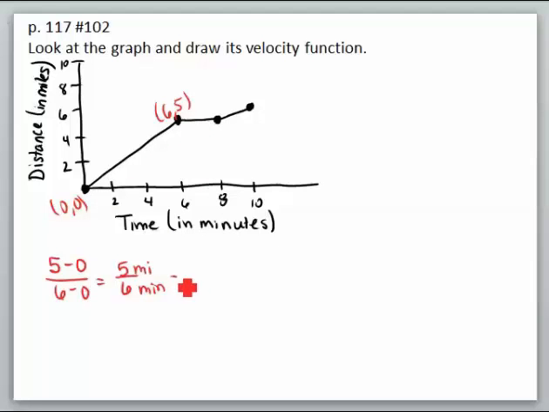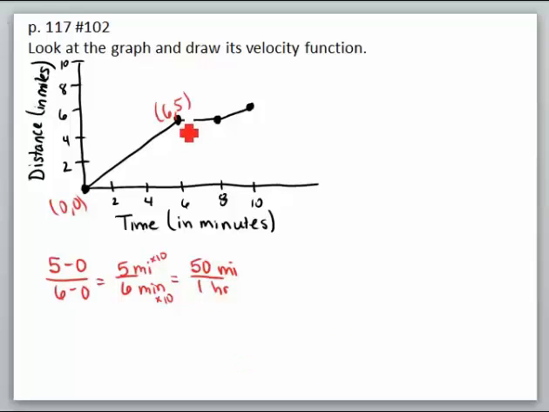Now, we don't really travel in miles per minute, so let's change this to miles per hour. Well, in order to change this to be 1 hour, I would be multiplying this times 10, because that would give me 60 minutes, which is 1 hour. So I'll multiply this by 10, and I'll get 50 miles per hour. Now that's something that we can relate to a little bit better than 5 miles every 6 minutes.